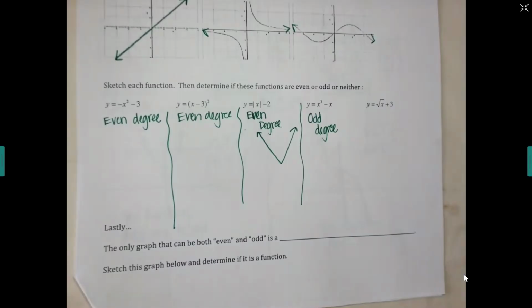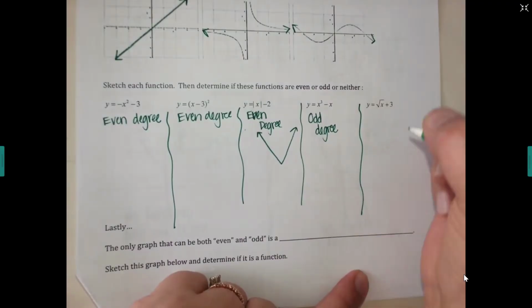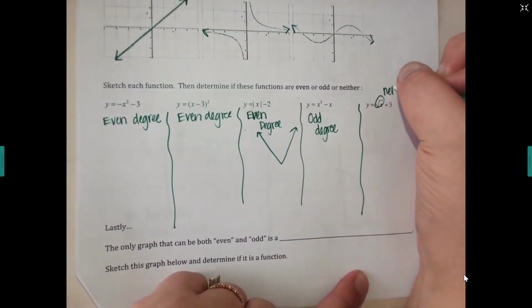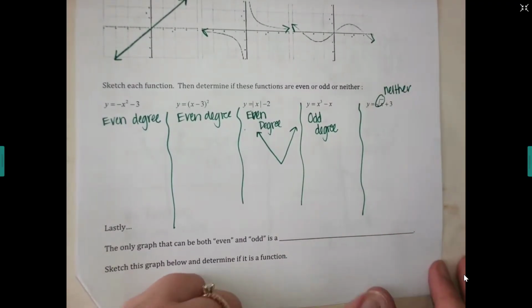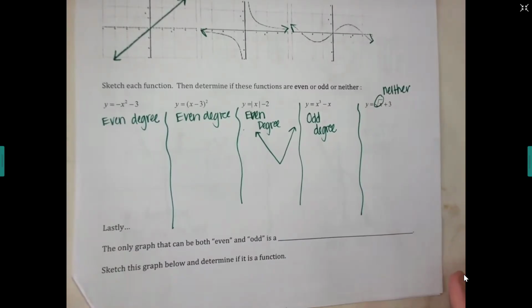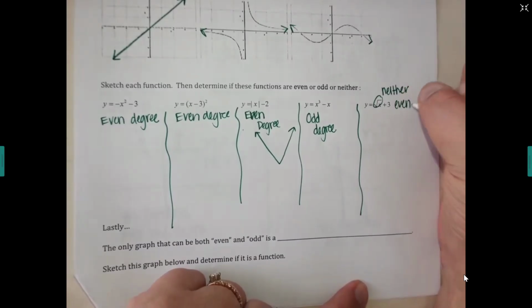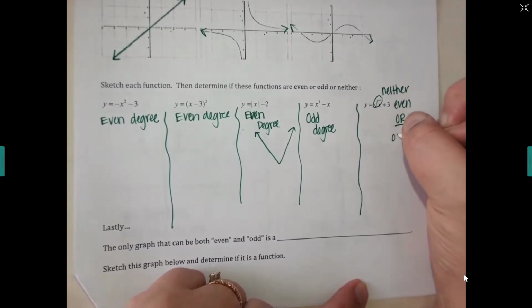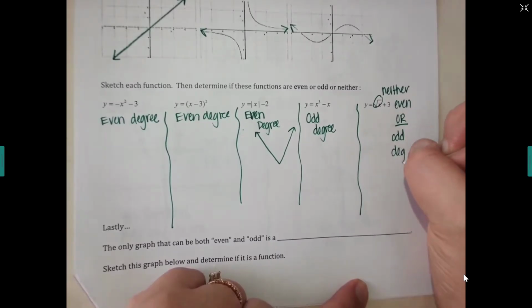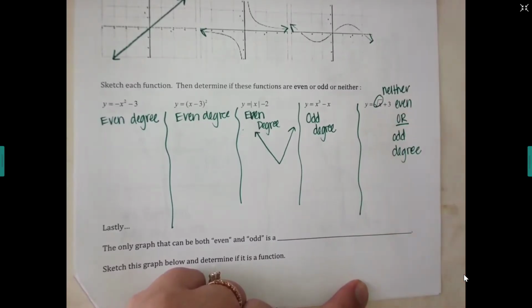Okay, then for square root, that's going to be neither, because a half is not an even number, and it's also not an odd number. So let's put neither even or odd degree.